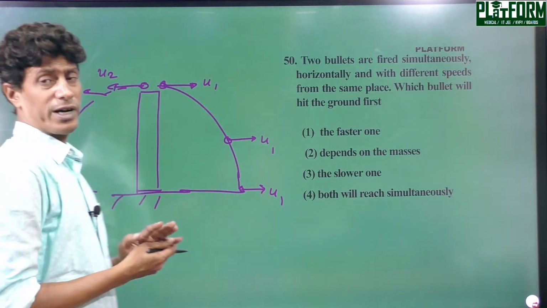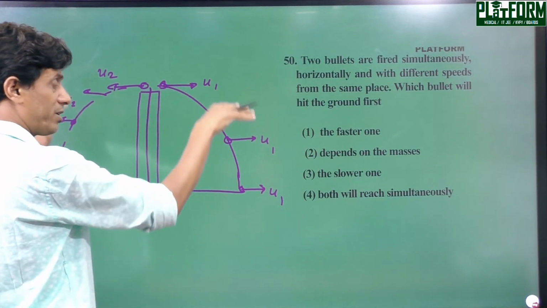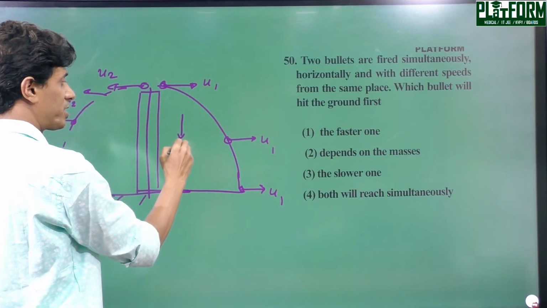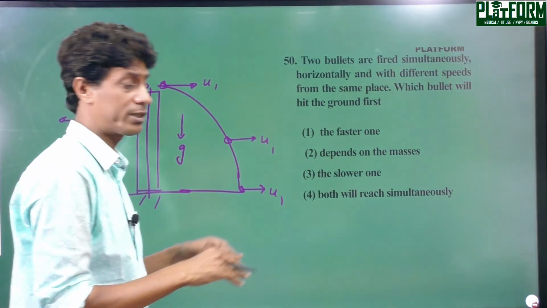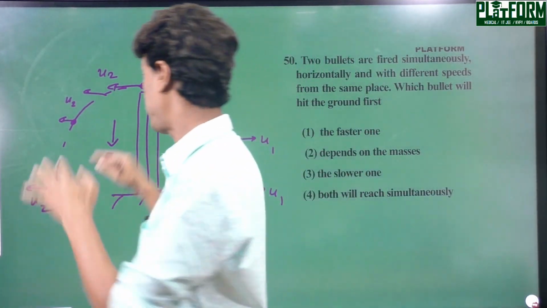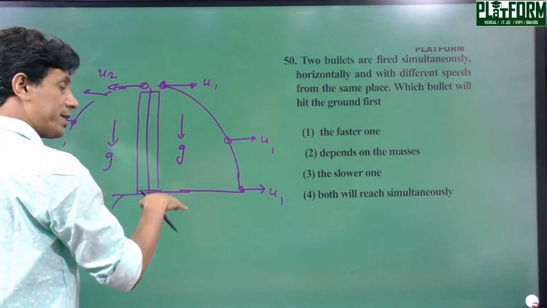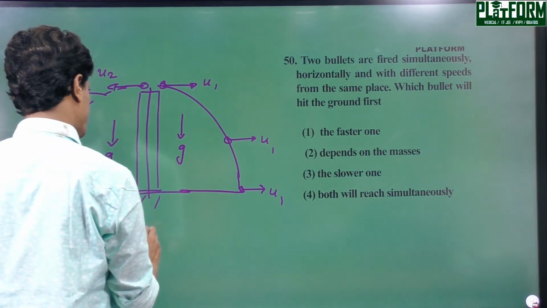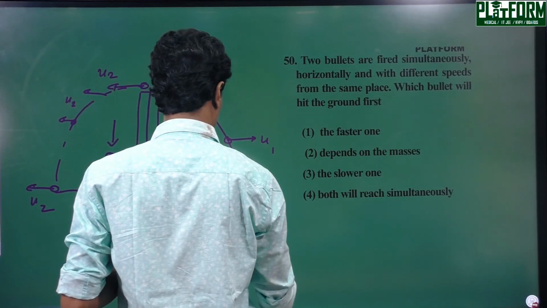Whatever may be the horizontal velocity, the vertical displacement does not depend on it, because g is always acting perpendicular to the horizontal velocity. So the magnitude of the horizontal component remains constant. Vertically down, both particles move at the same rate, and H is equal to half g t square, and t is equal to root over 2H by g.